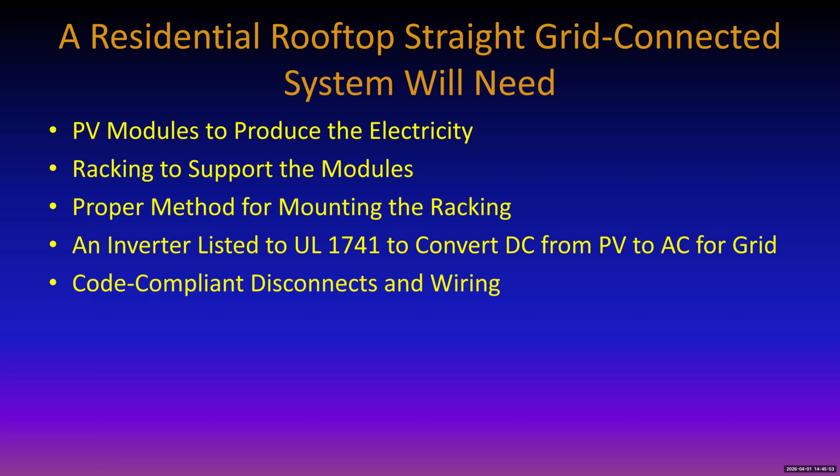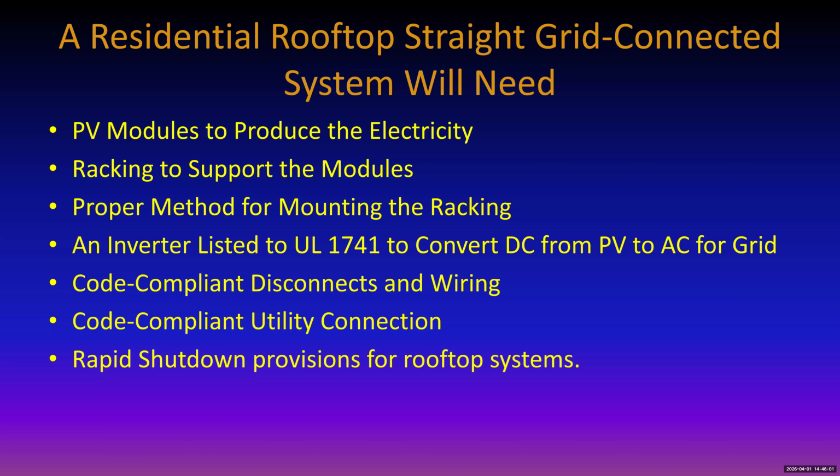All the wiring, all the disconnects, everything has to be code compliant. The utility connection has to be code compliant. And there has to be some way to shut this system down for a rooftop system in an emergency situation. If somebody wants to run across the roof, they don't want to be running through any kind of high voltage or current, or any possibility of getting a shock. Better pull a permit.